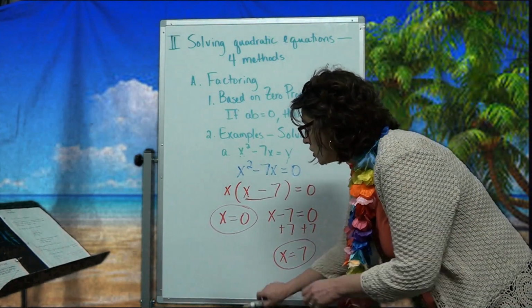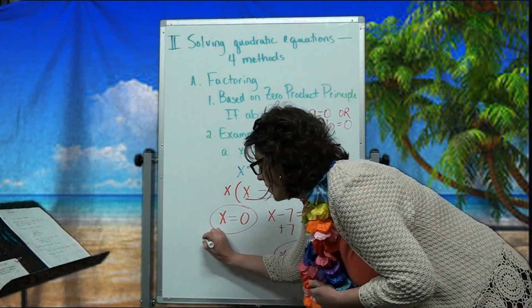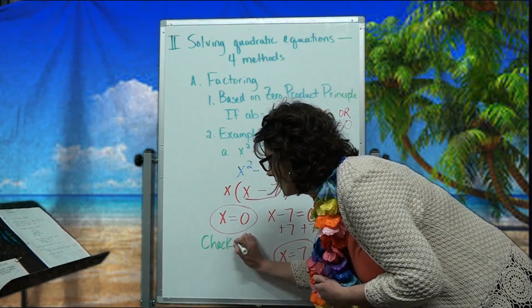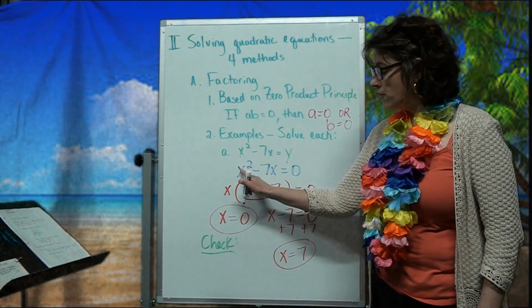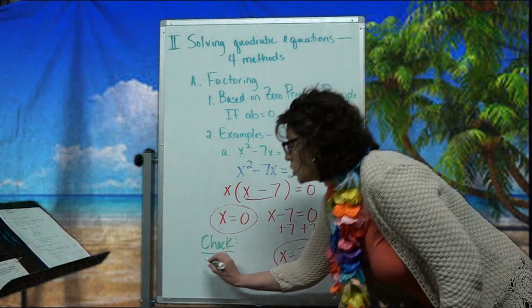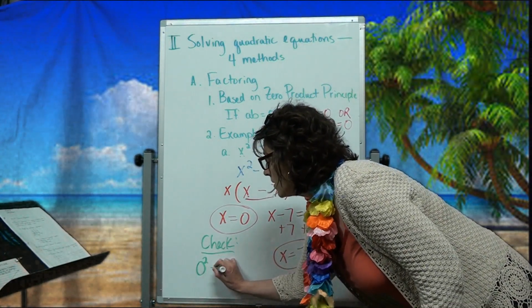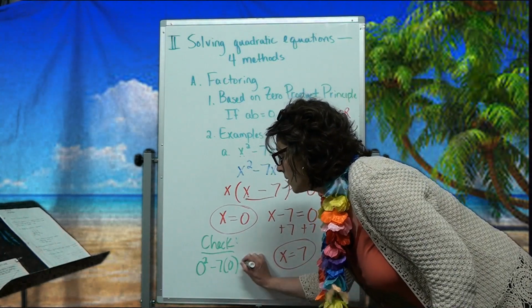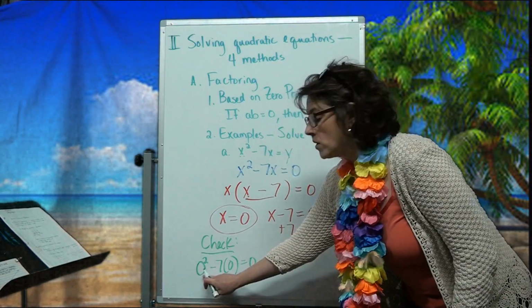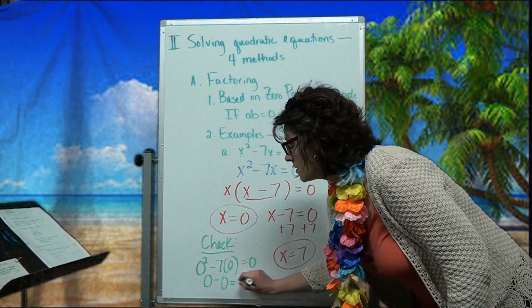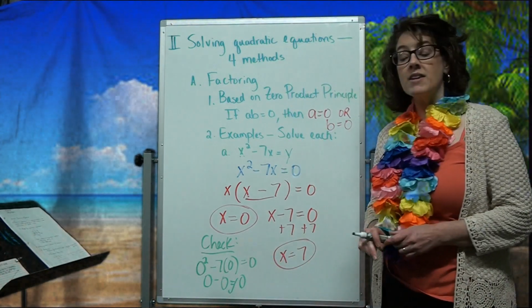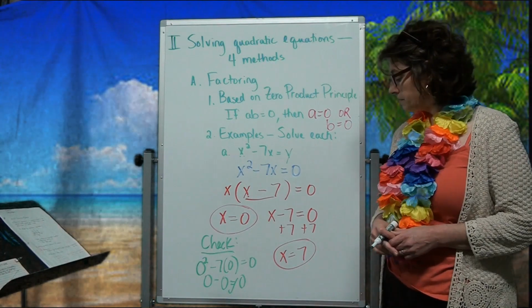So if I go to check my x equals 0, then I'm going to take that 0 and plug it right in here for this x, right in here for this x. So when I do, I get 0 squared minus 7 times 0. And you know that 0 squared is 0. You know that 7 times 0 is 0. And you know that 0 minus 0 definitely is 0. So I know, in fact, that yes, this is a correct solution.